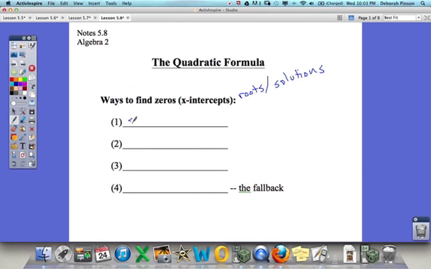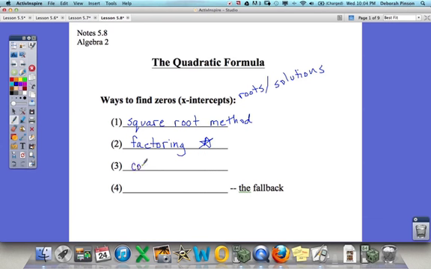We learned the square root method. Remember, you use the square root method when you've only got an x squared and numbers. So if you've got an x to the first power, you don't typically use square root method. Okay, we looked at factoring. This is a very common method, and it is what I always try first.